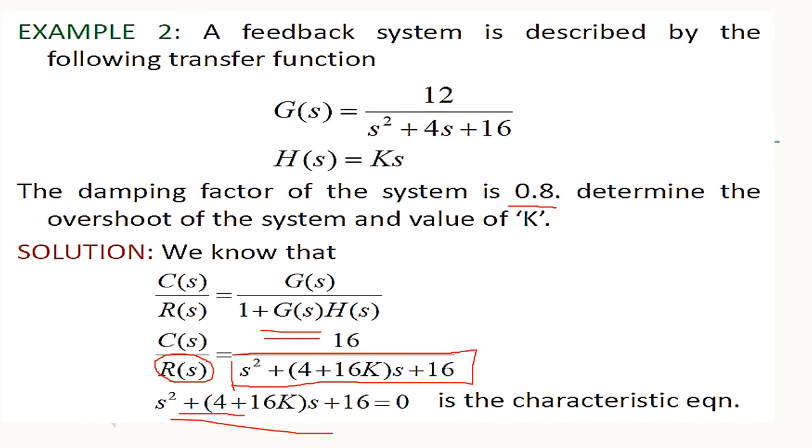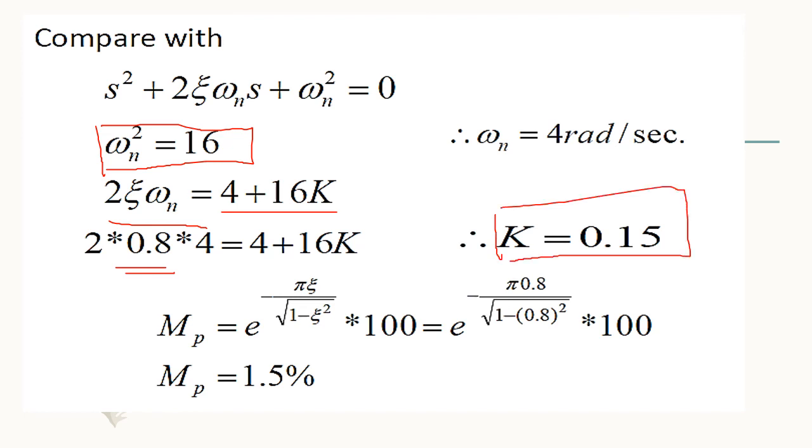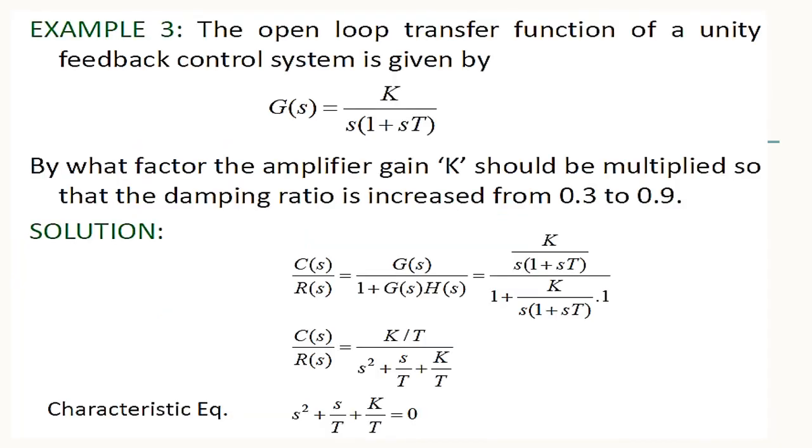Now this is a second order system and it is in the form of the standard equation, s square plus 2 zeta omega n s plus omega n square. When I compare with the standard equation, I get omega n square as 16, so omega n is 4 rad per second. 2 zeta omega n is equal to 4 plus 16k. There are two unknowns, zeta and k value. The zeta value they have given as underdamped, that is 0.8. So k value is 0.15. So again, the peak value Mp is equal to 1.5%.